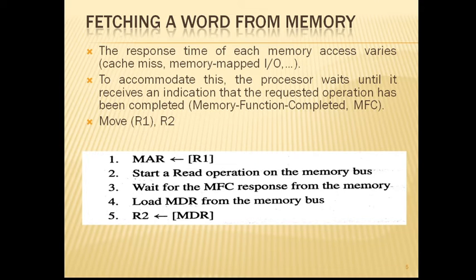So the number of operations or actions needed to execute this instruction are as follows. First, the contents of R1 will be moved to MAR. Then start a read operation on the memory bus, wait for the MFC response from the memory, then load MDR from the memory bus, then the contents of MDR will be moved to R2. Now let me explain these steps in detail.